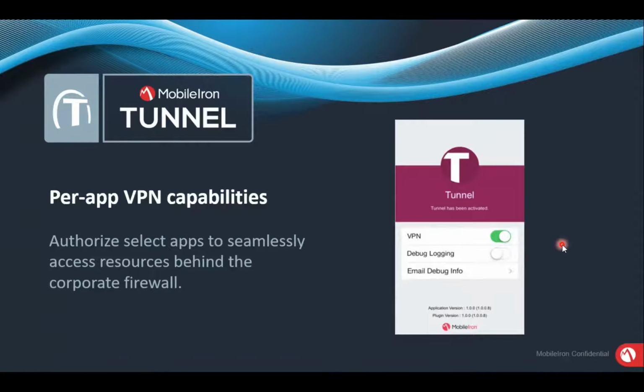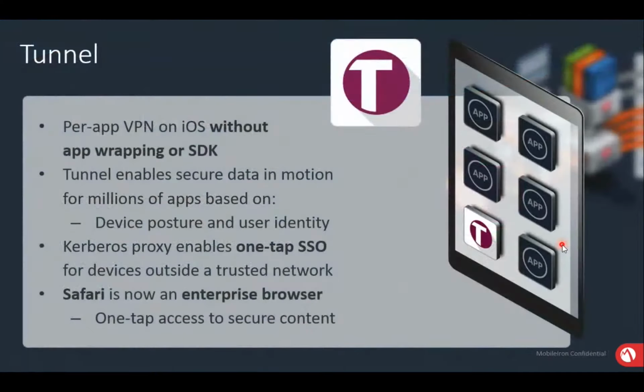And this is Tunnel. Tunnel works for iOS, Android, and Windows. The main reason for using Tunnel is for third-party applications. When an app is wrapped, or if it is App Connect, by default it will reach the Sentry. So what can we do if it's a third-party application and it is not wrapped? In that case, we can make Tunnel a per-app VPN. So the moment the app is triggered, automatically the tunnel will be opened and connect to the backend resources.